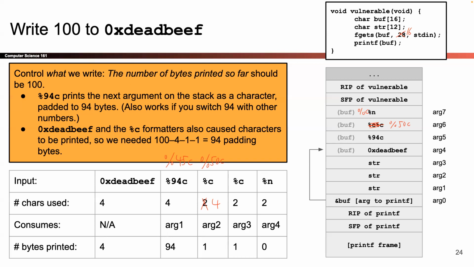There was a question about, is it 44 or 45? I think it's 45 because 44 plus 1 is 45, 45 plus 50 is 95. So they add up to the same thing. Total number of bytes printed.